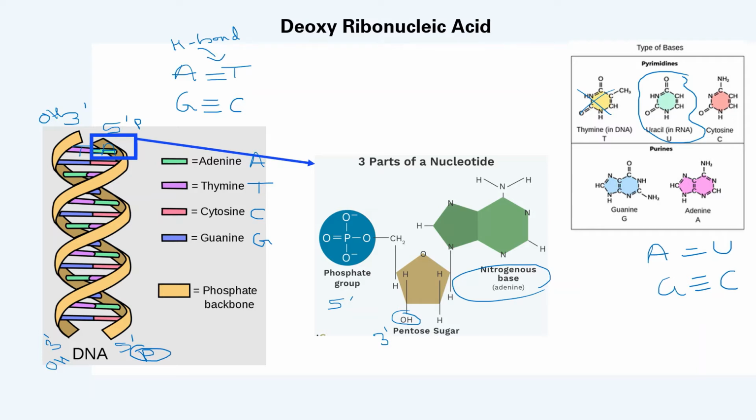This backbone that you see right here, this backbone is actually made up of sugar and phosphate. So this sugar and phosphate together, that's what makes the backbone of DNA. And these nitrogenous bases, they hang out and they connect to the complementary strand of DNA using hydrogen bond. And AT has 2, GC has 3 hydrogen bonds between them.